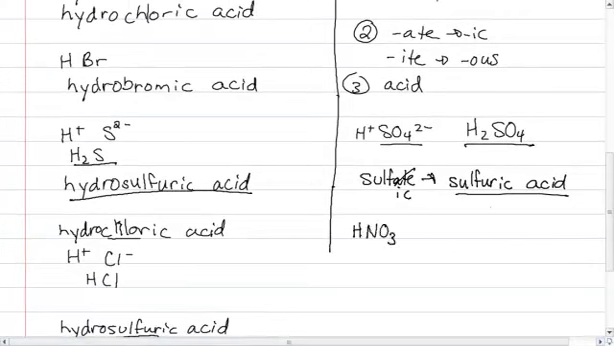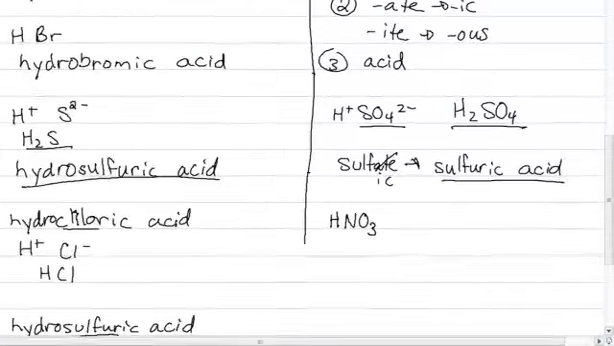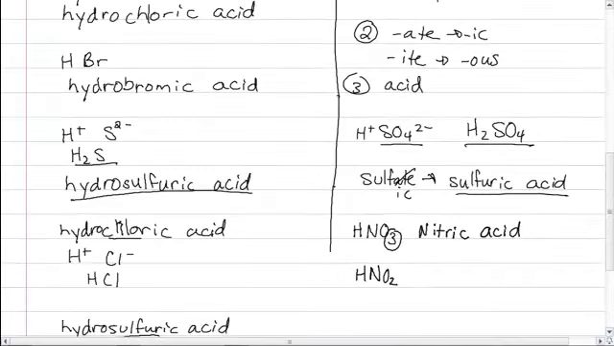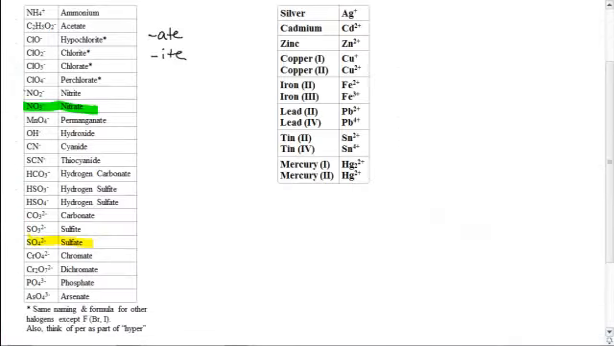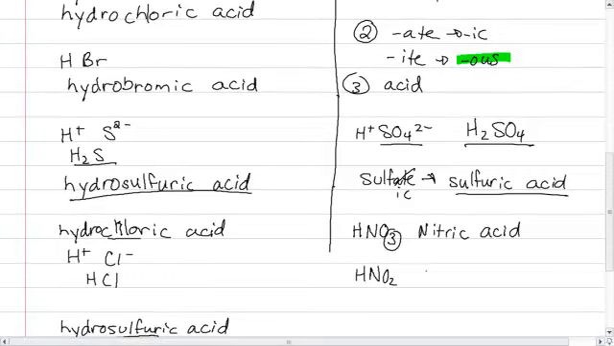HNO3. We look up NO3. We find NO3 is nitrate. So nitrate, keep the nit, and instead of ate, we get ic, and we get nitric acid. And if I change one number here and make this HNO2, based on our polyatomic ion list, NO2 1- is nitrite, and that's where we make use of the ous ending. And this would be nitrous acid.